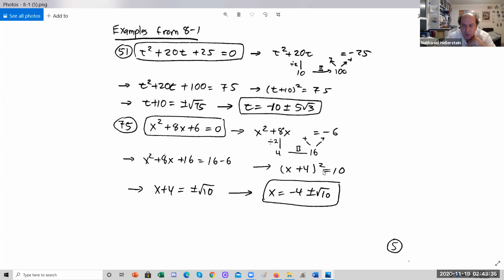x plus 4, that squared is 10. Solve it by taking square roots. x plus 4 equals plus or minus root 10. Subtract 4 from both sides. x is negative 4 plus or minus root 10.